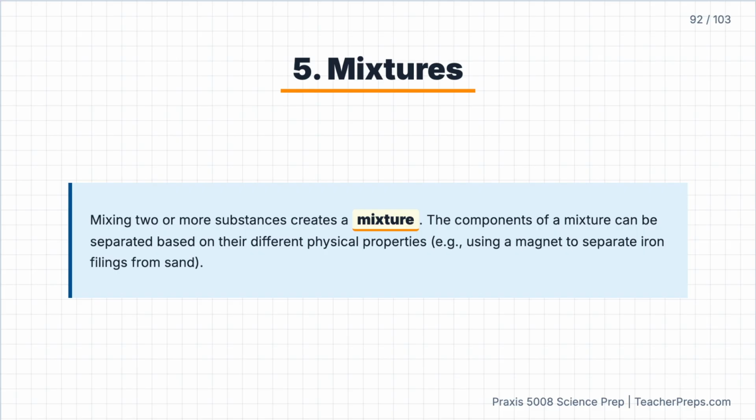Next up, we have mixtures. Remember that when you combine substances, but they don't chemically react, you have a mixture. Think here, salt and pepper. You can always get the original ingredients back by using their physical properties in order to separate them.